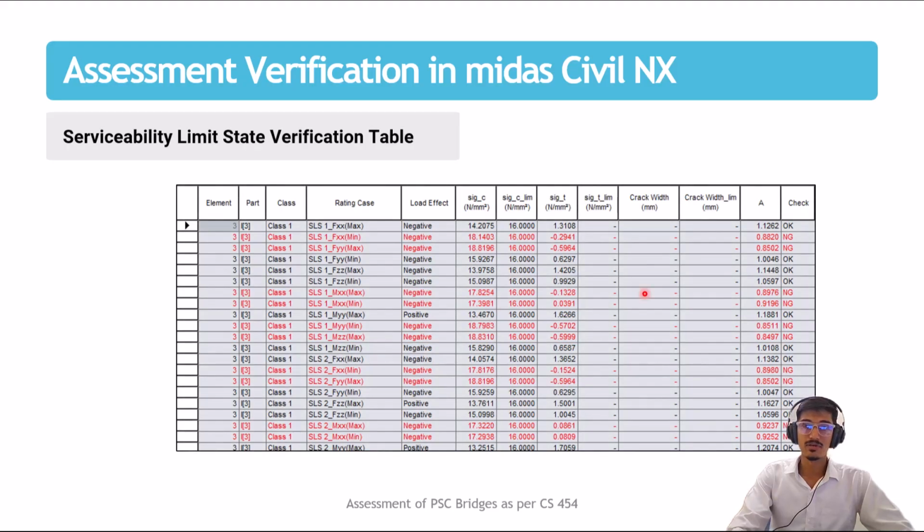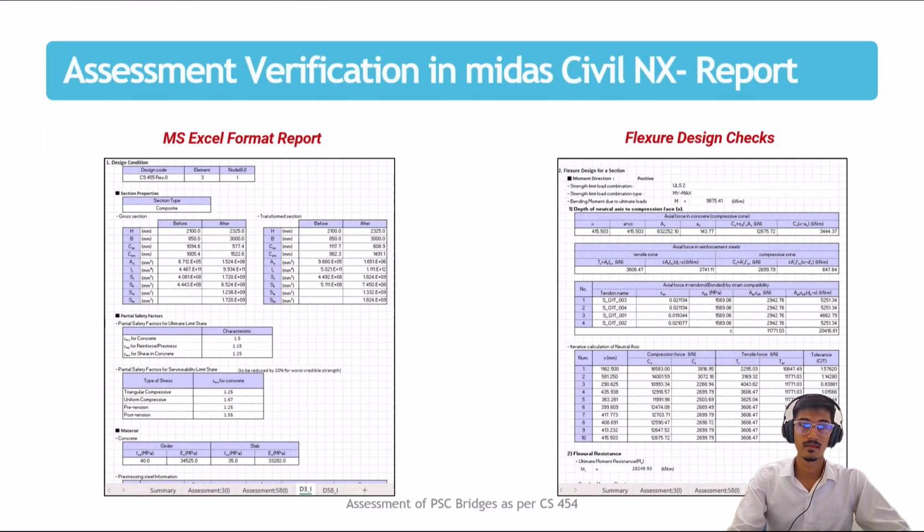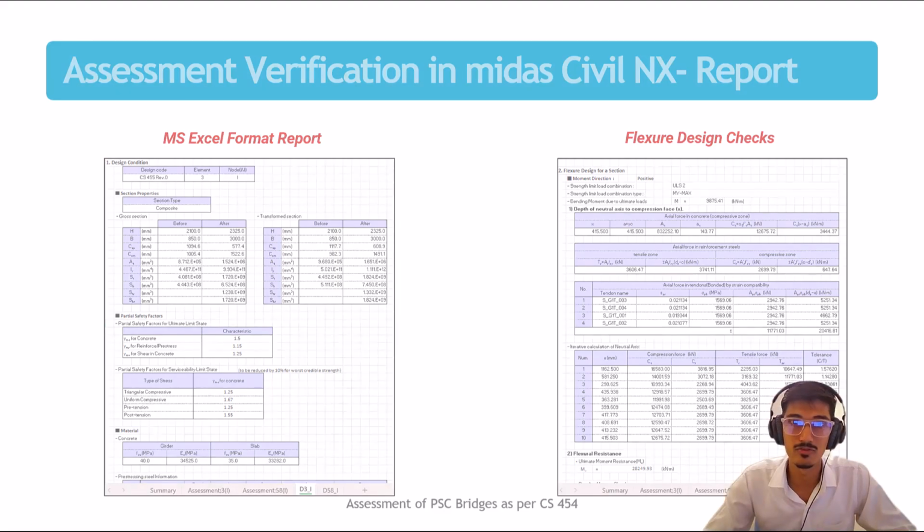And this is the serviceability verification table. So SLS checks would be performed over here. You can see these are the stress checks, and here it would show the serviceability in the form of crack checks and crack width checks. This would allow us conformance with CS455, as per the classes that we defined earlier. It will calculate the allowable stress limits from there. And at the end, it will also tell us whether it is okay or not.